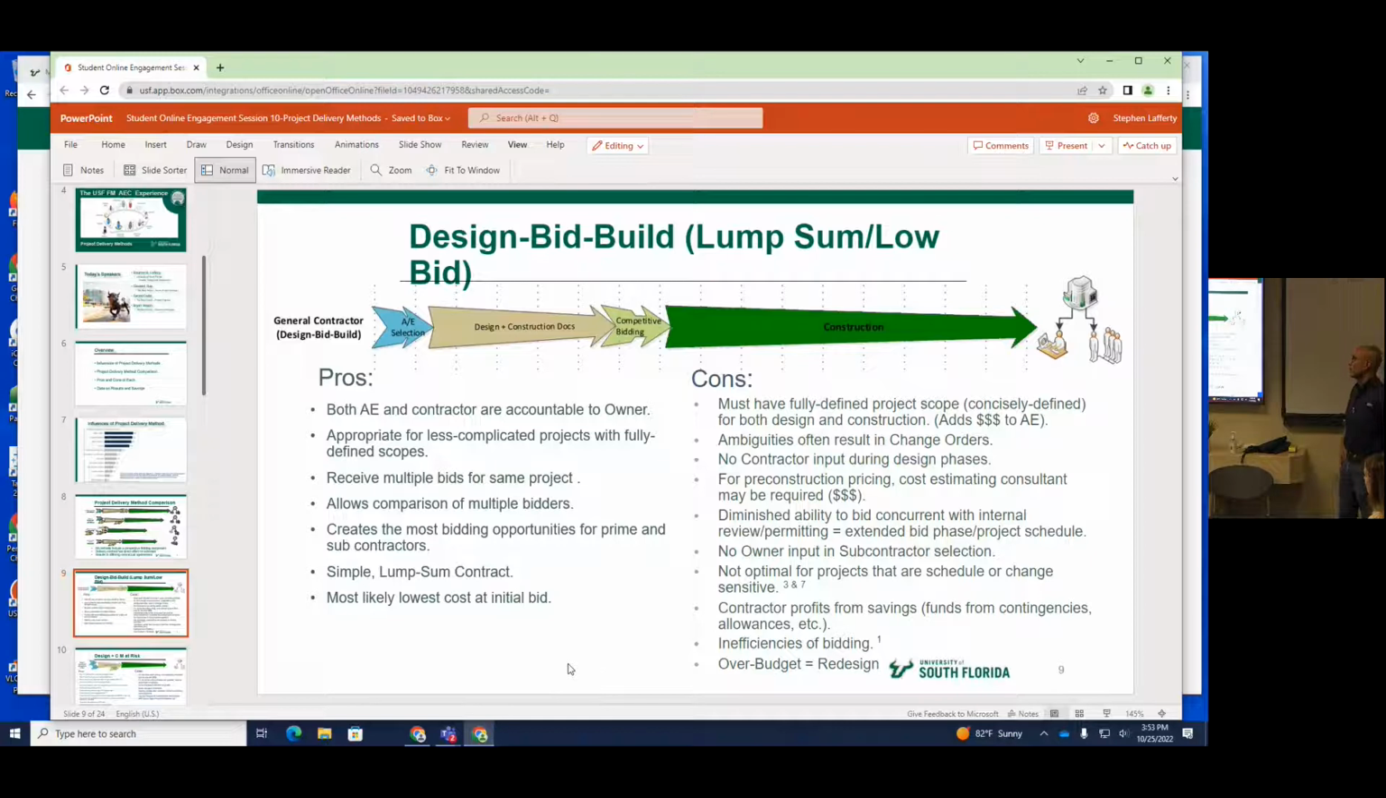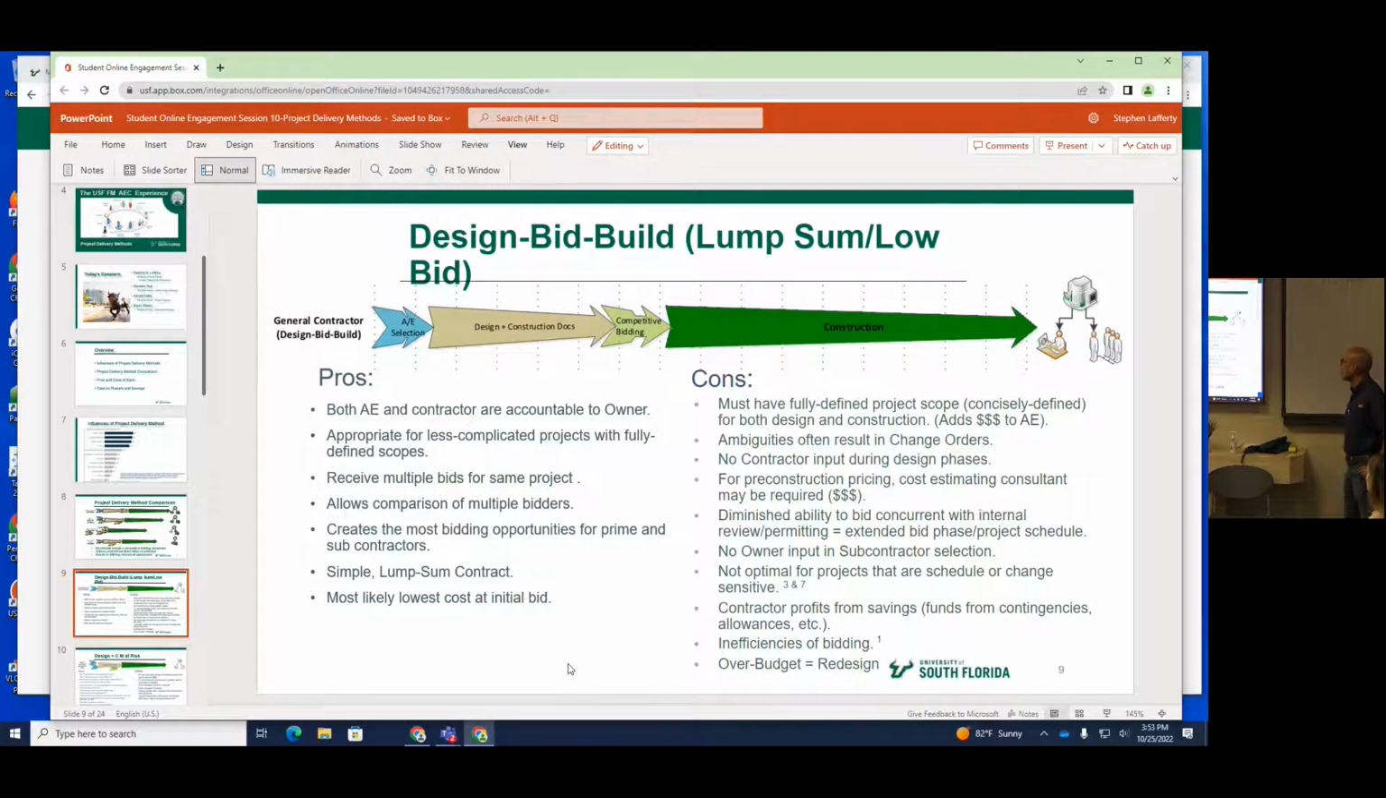So you lose that. You lose that, with no contractor input during the design phases. Sometimes you have to actually bring in a cost estimating consultant to help the architect understand what the project really costs.